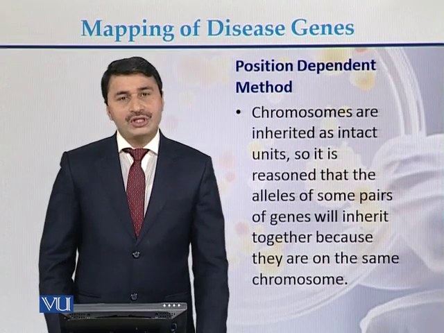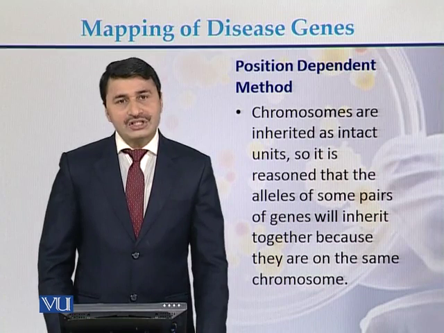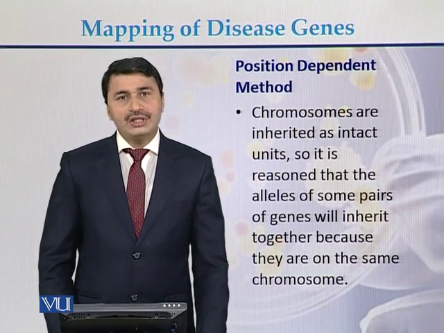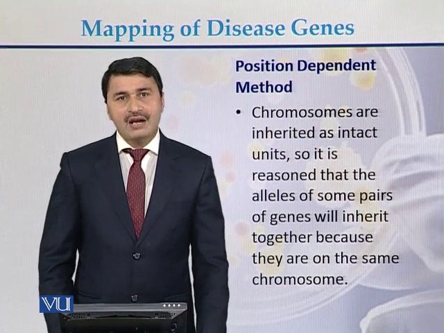In the case of the position dependent method, chromosomes are usually inherited in the form of intact units. So that is the reason the alleles and the phenotype co-segregate with each other. Their co-segregation is identified with the help of markers and with the help of recombinations.